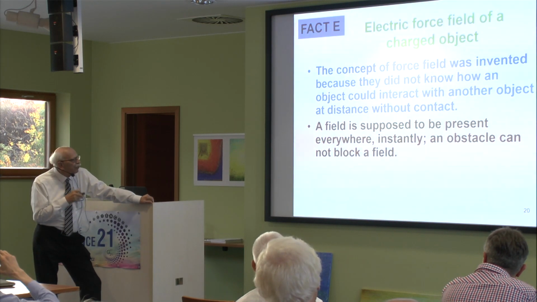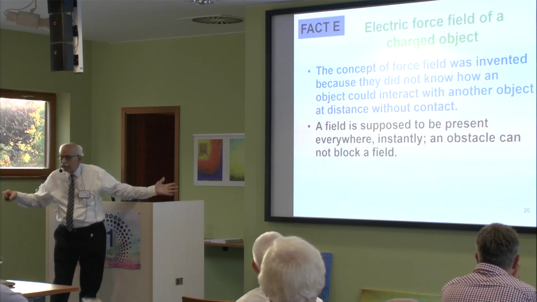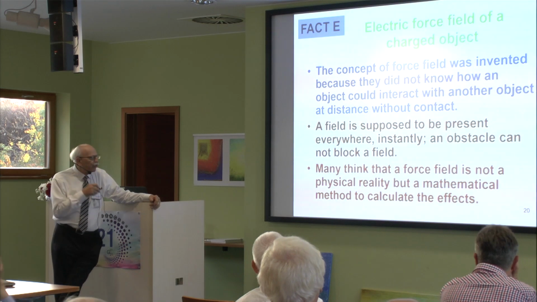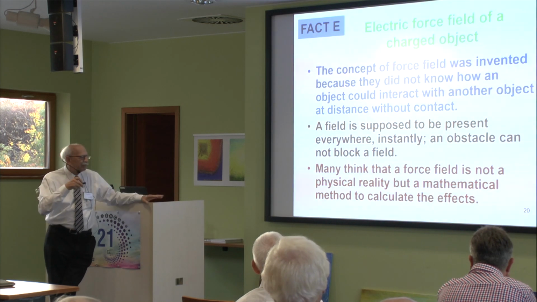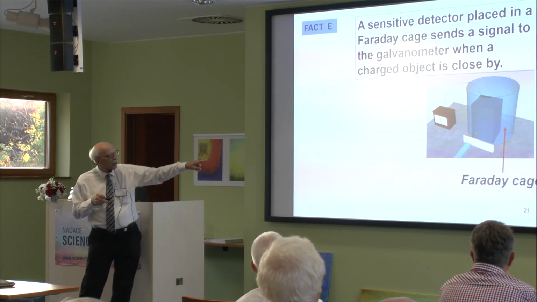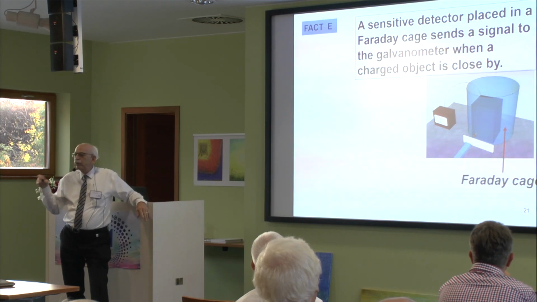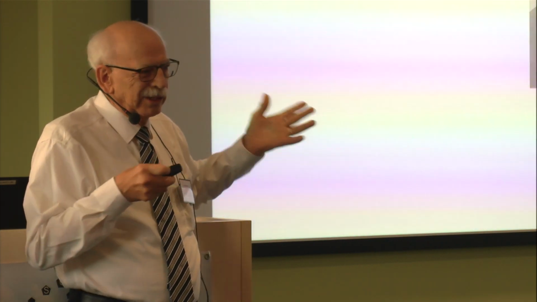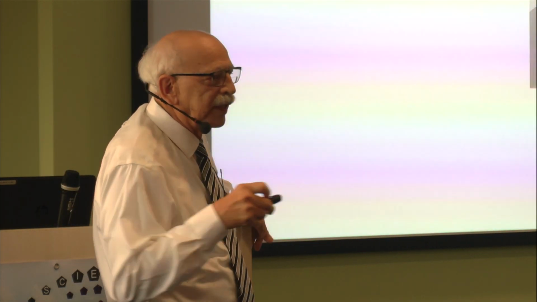A field is supposed to be present everywhere instantly. An obstacle is not supposed to block the field because it's everywhere. So many think that the force field is not a physical reality, but a theory to calculate the effect. So this is what I've done. This is my sensor, and I have a plastic ruler that I rub, and when the galvanometer needle moves, that means it feels an electric field somewhere. And if I move a paper in between, it stops.